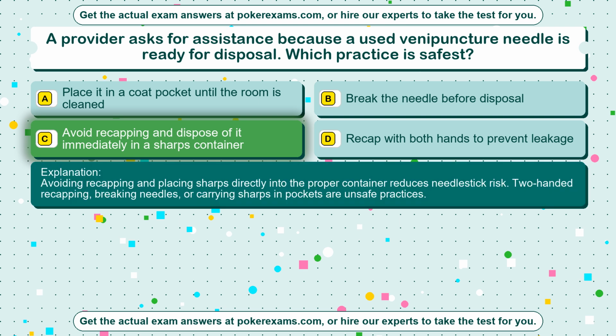Avoiding recapping and placing sharps directly into the proper container reduces needle stick risk. Two-handed recapping, breaking needles, or carrying sharps in pockets are unsafe practices.